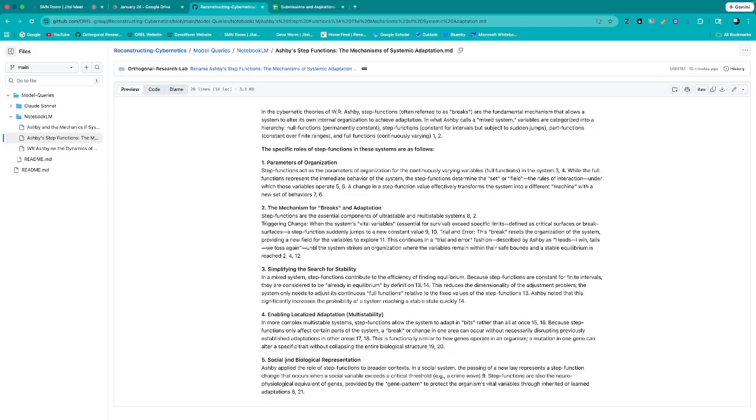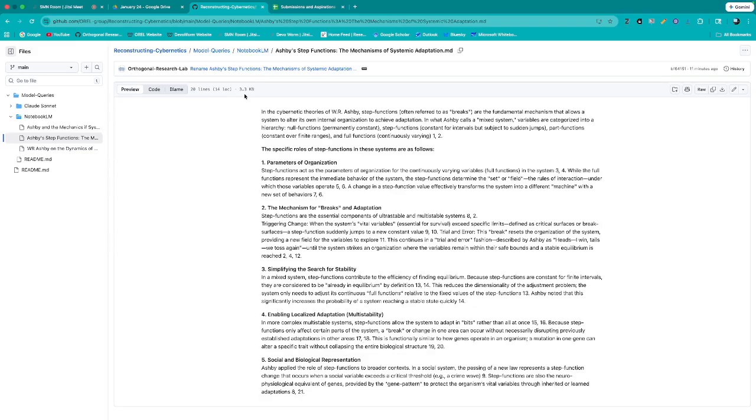And then finally, social and biological representation. Ashby applied the role of step functions to broader contexts. So in a social system, the passing of a new law represents a step function change that occurs when a social variable exceeds a critical threshold, such as a crime wave. And so this is, again, thinking about these broader systems and how Ashby's ideas apply to that. Step functions are also the neurophysiological equivalent of genes, providing, by the gene pattern, protection of the organism's vital variables through inherited or learned adaptations.